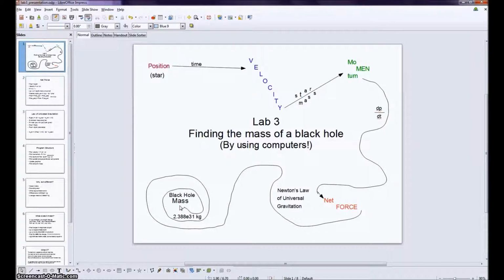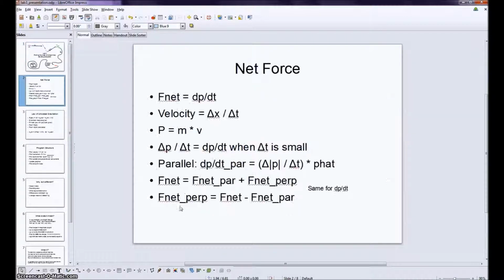I calculate the net force by using the derivative of the star's momentum with respect to time. I can calculate the momentum because velocity equals delta x over delta t and p equals mv. To calculate the derivative, I use the approximation delta p over delta t, which is valid when delta t is small. I also calculate the parallel and perpendicular components of the net force so that I can draw arrows representing them in the model.